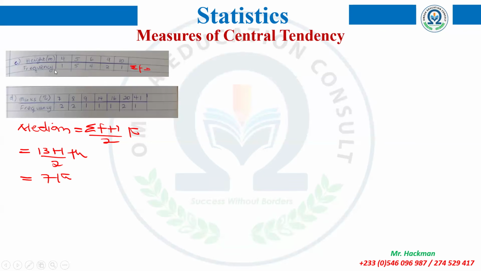This is how you check the position. This is 1, and the frequency here is 1. So it means the first position will be occupied by the lowest 4. Is my point well made?